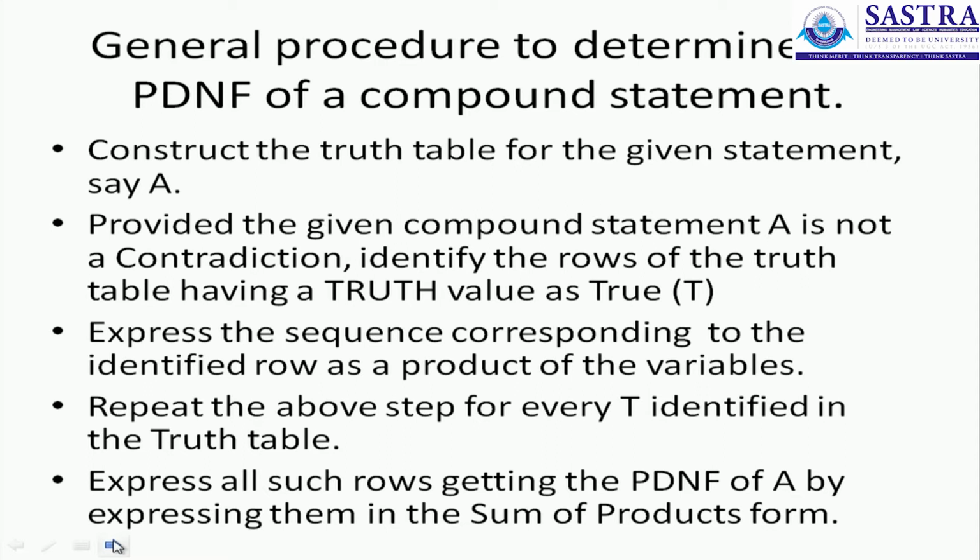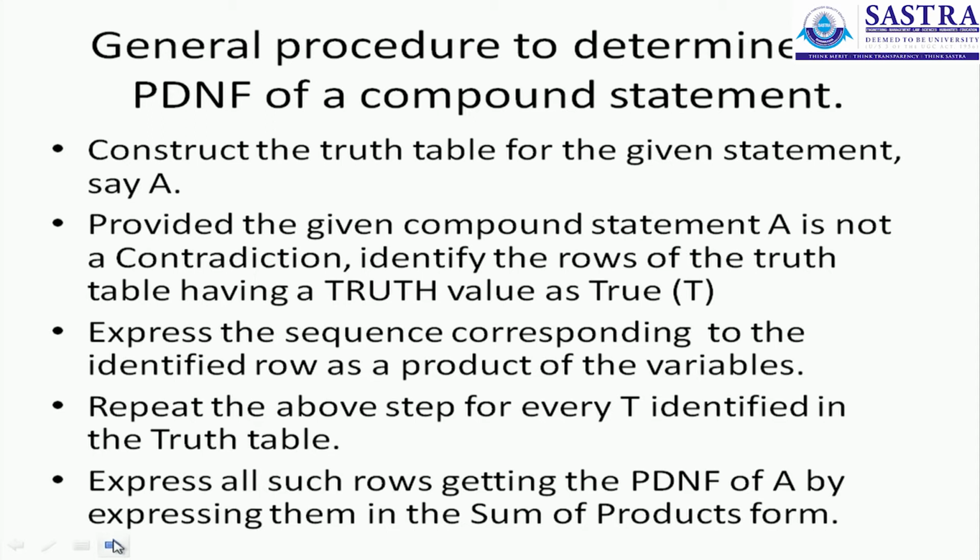Let's go through that. The idea is to construct or determine the PDNF of any compound statement that you have. And how do you do it? There are 5 simple steps. Step 1, we construct the truth table. Now all of you must have got pretty comfortable with constructing truth tables. That's the first step. Now provided the given statement is not a contradiction. What do we mean by a contradiction? A statement which gives out only false value as its output.